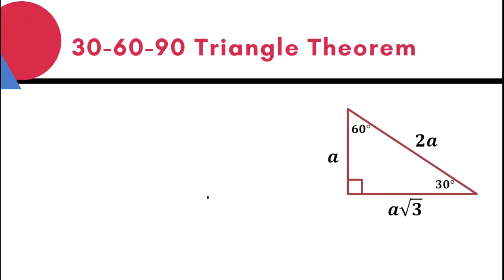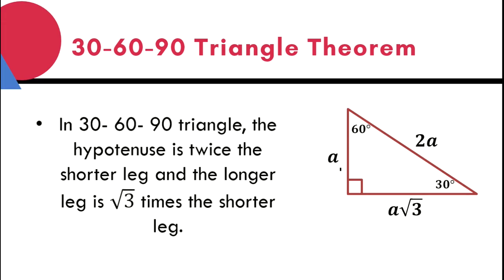The second special right triangle is the 30-60-90 triangle. Again, from the name itself, these are triangles with interior angles 30 degrees, 60 degrees, and 90 degrees. According to the theorem, in a 30-60-90 triangle, the hypotenuse is twice the shorter leg and the longer leg is square root of 3 times the shorter leg. So here in 30-60-90, we also have a pattern.